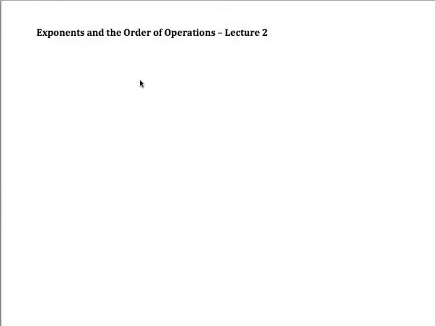Okay, in this lecture we're going to talk about exponents. Exponents are a way that we write numbers that are multiplied by themselves several times. Then we're going to talk about the order of operations, how we correctly do a calculation based on the kinds of operations that are involved. So let's talk about exponents to start with.